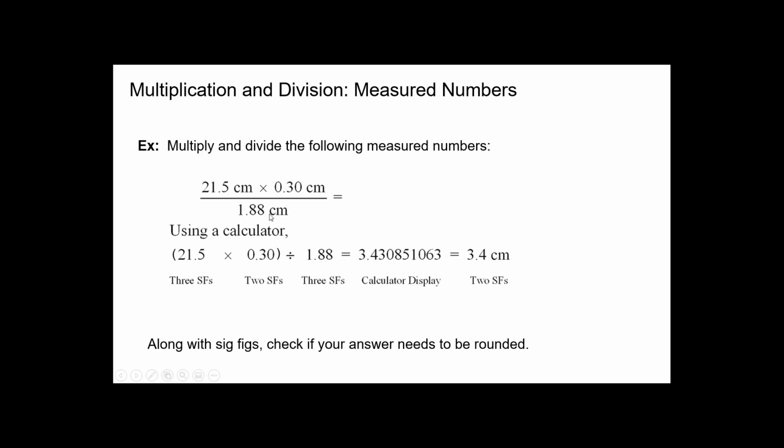Under is 1.88 centimeters. So, the denominator. First thing you need to do is take care of the problem at the top. So you're going to multiply this. I added parentheses because when I do this on a calculator, I want to make sure that I specify that this is to be done before this one. So I multiply this together and then I divide by 1.88. This gives us an answer of 3.43 and a whole bunch of numbers.